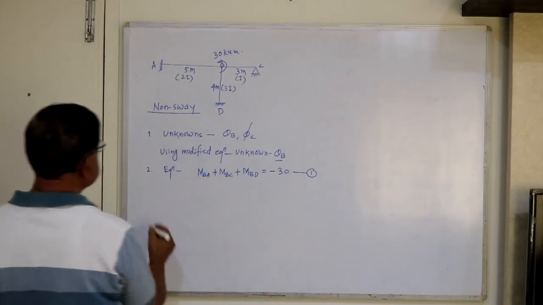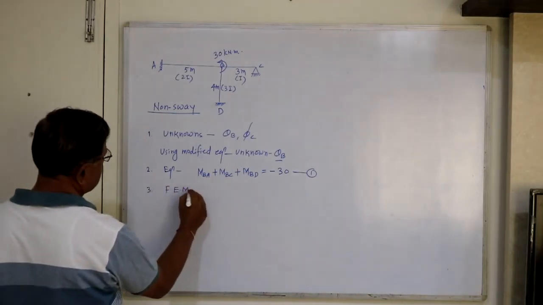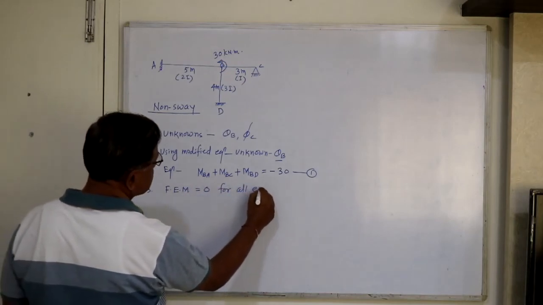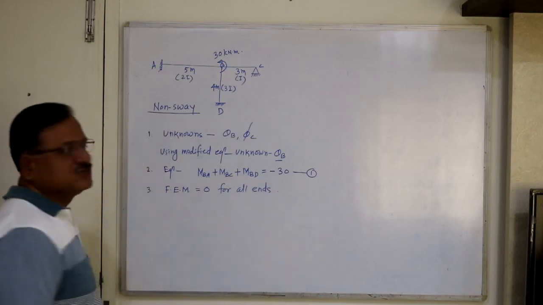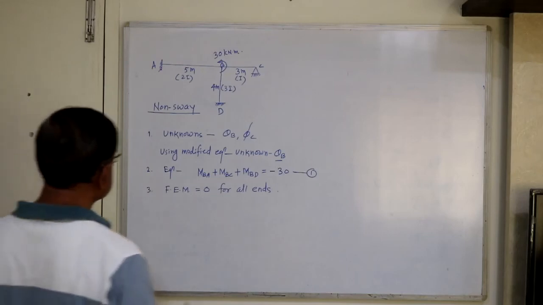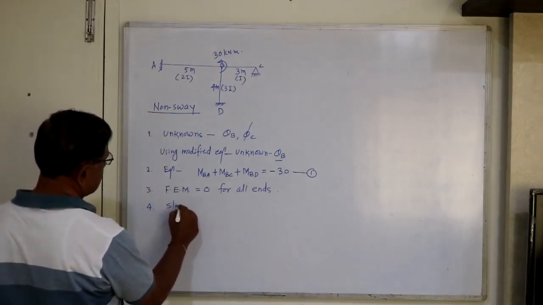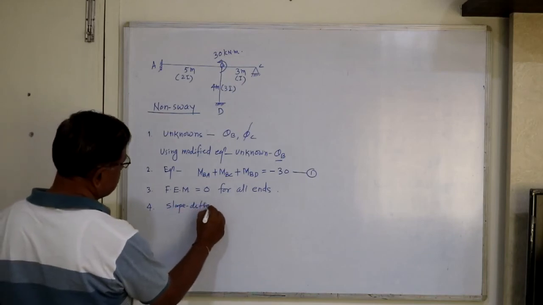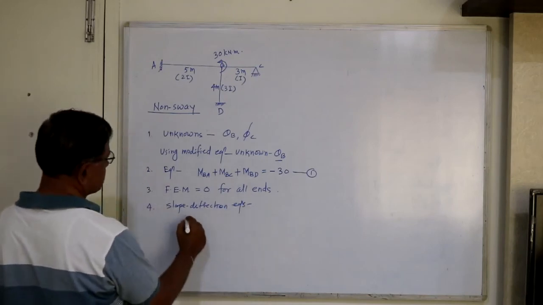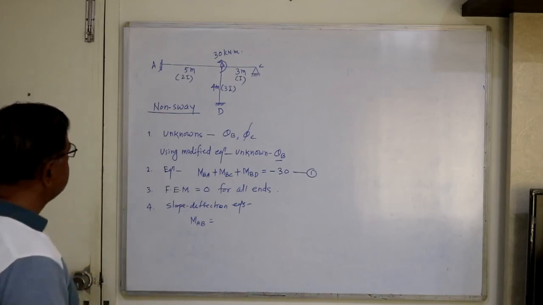The third step is fixed end moments. Fixed end moments are equal to 0 for all ends, because there is no member load. A concentrated bending moment is given, but member load is not given. So this is 0. Then directly you develop the slope deflection equations.